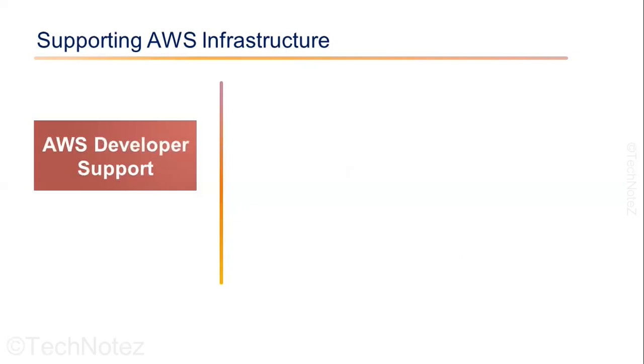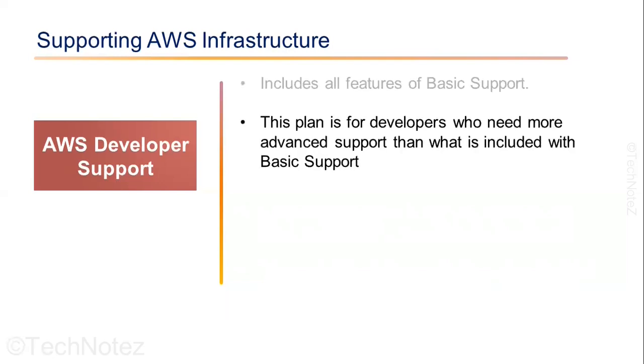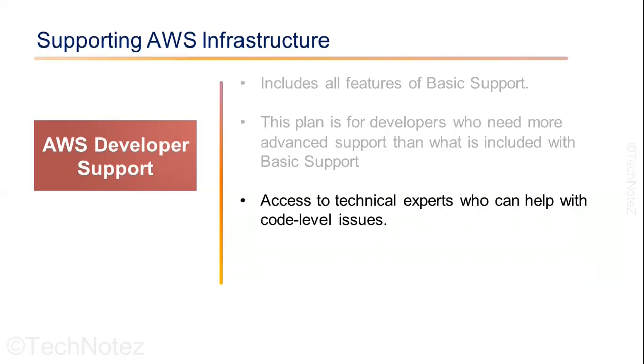Next, we have AWS Developer Support. AWS Developer Support is a support plan for developers that provides additional assistance with AWS services, such as technical guidance and troubleshooting. This plan includes all features of the basic support. This plan is for developers who need more advanced support than what is included with the basic support. With developer support, you have access to technical experts who can help you with code level issues, and you can also receive guidance on best practices for developing and deploying applications on AWS.